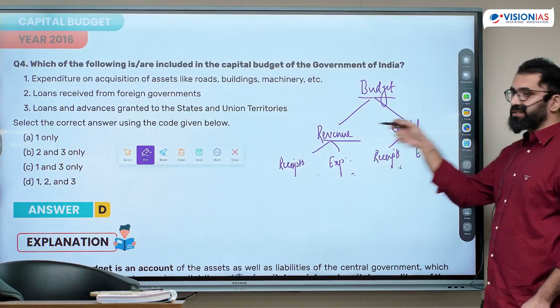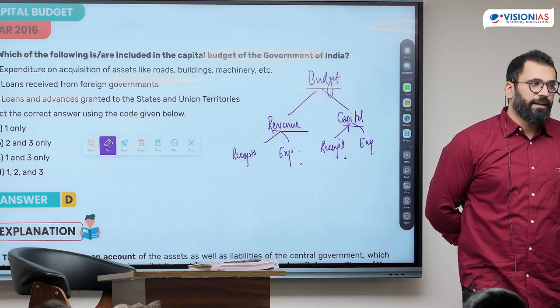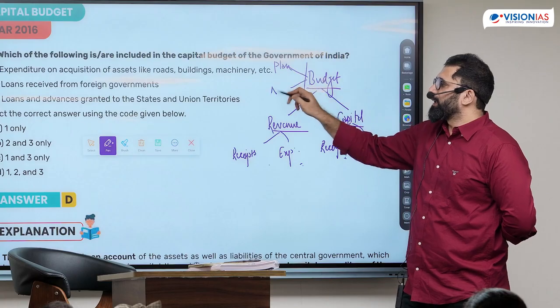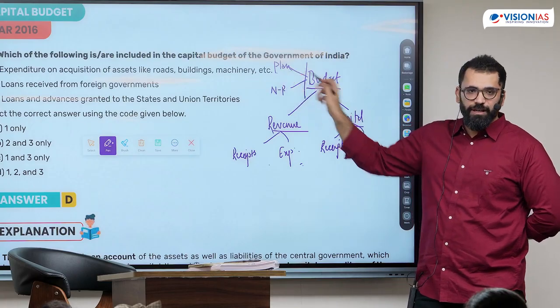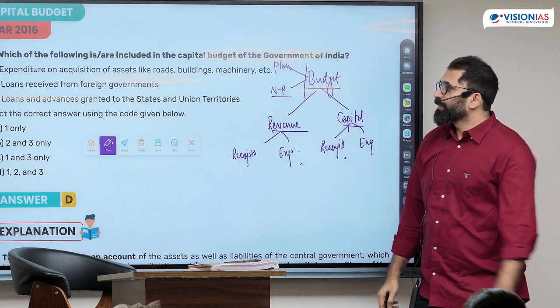When did the government accept this? And what was the classification before that? Yes, before that it was plan and non-plan. The difference was whatever is in the plan will be part of the plan budget, and whatever is not part of the plan will be non-plan expenditure.